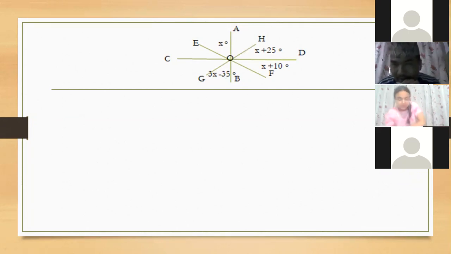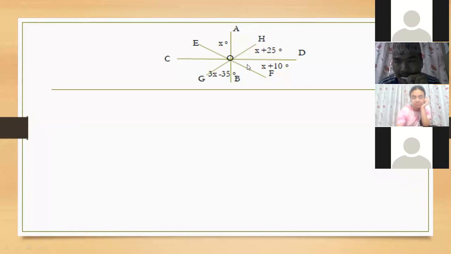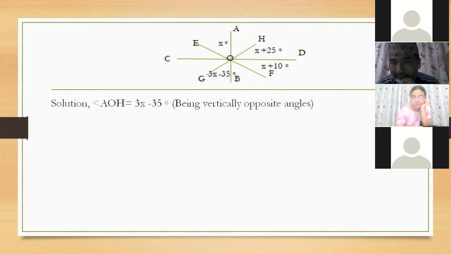Then, after getting the value of AOG, we have to add this one. Look here: this AOE, AOH, SOD, DOF. This 1, 2, 3, 4. These 4 angles will make a straight angle. Okay, children? Then you will get the value of x.